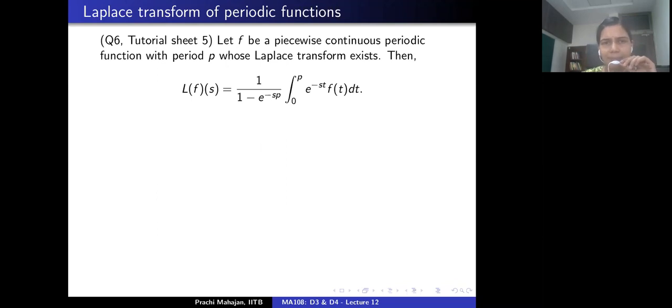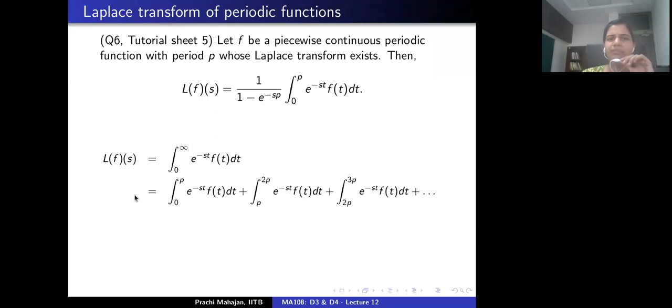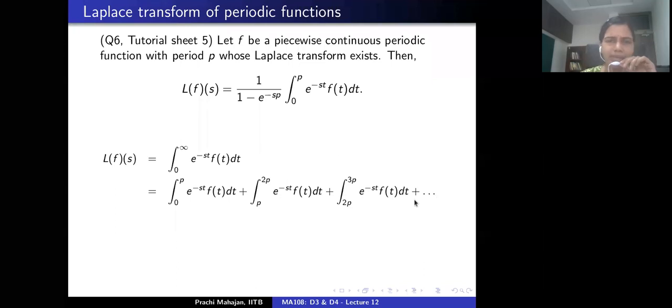Let's just do it by definition. By definition, the Laplace transform of the function f is this improper integral. What we know is that the function f is periodic with period p. So I'm going to split this integral from 0 to infinity as the integral from 0 to p, p to 2p, 2p to 3p, and so on.